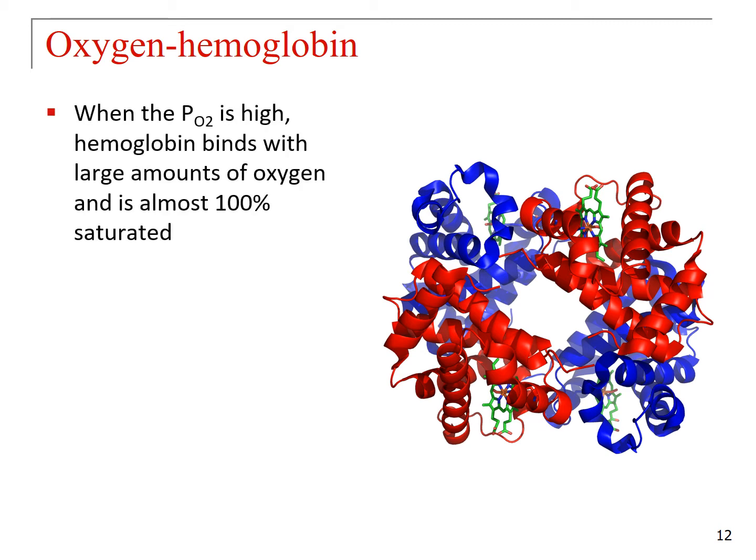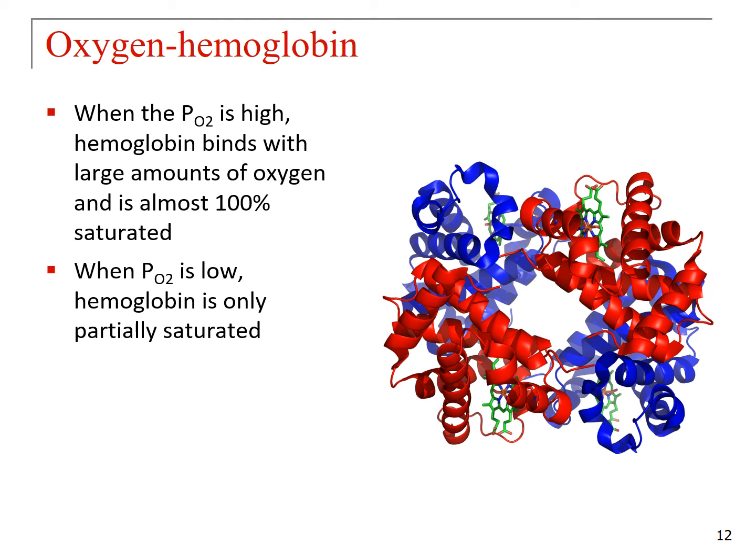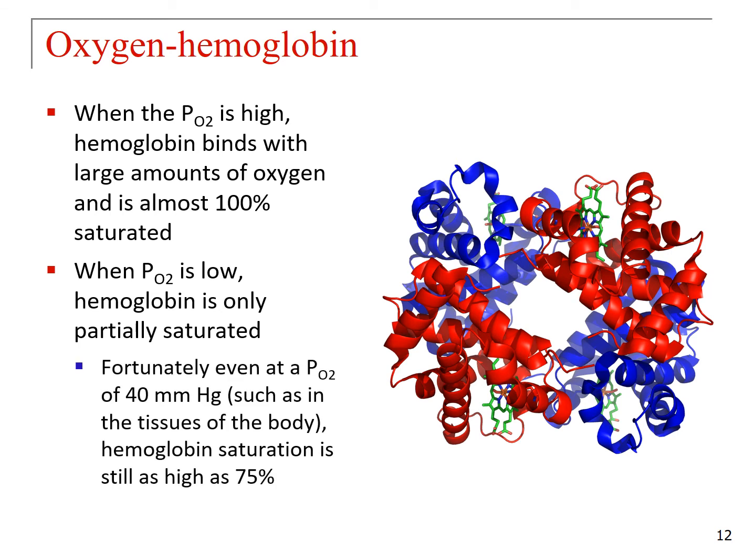Now there are some things that can change the amount of saturation in hemoglobin. When the PO2 is high, hemoglobin binds with a lot of oxygen, and it gets almost 100% saturated. When PO2 is low, because there's not a lot of partial pressure diffusing oxygen into the bloodstream, then hemoglobin will only get partially saturated. But fortunately, hemoglobin is so great at picking up oxygen that even with a PO2 of 40 millibars, hemoglobin saturation remains as high as 75%.